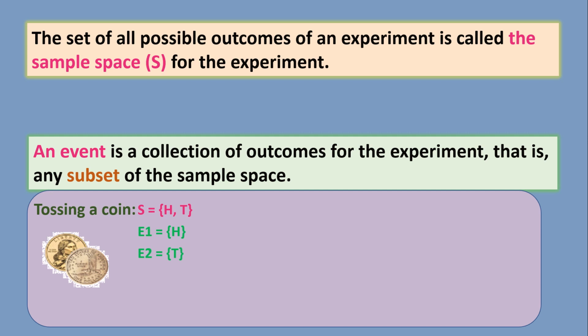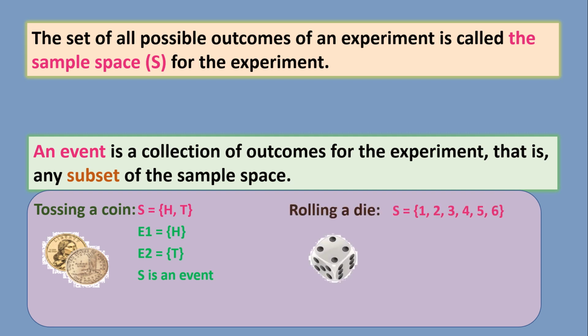E2 has one element T. T is in S. Therefore, E2 is a subset of S, so E2 is an event. How about S? Yes, S is an event because all elements in S are in S, right? The same. Yes. Therefore, it is also an event. How about rolling a die? The sample space is 1 to 6.